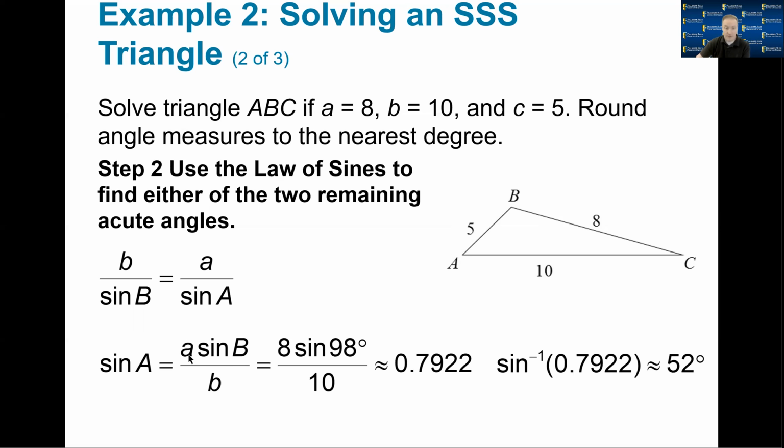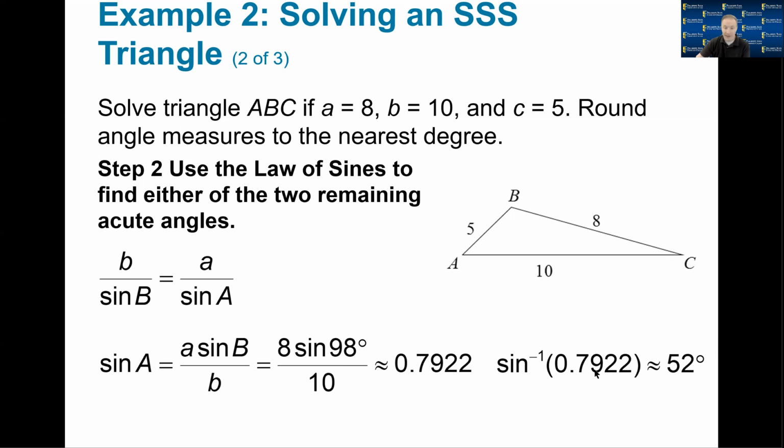At that point, plug in what you know. Your a in this case is 8. The sine of b, that's what we found, 98 degrees, divided by 10. When I do this, I'm getting that the sine of a is approximately 0.7922. So this is asking you, at what point is the y value on your unit circle 0.7922? We know it can't be obtuse because b is my obtuse angle. So this has to be an acute angle. Inverse sine will be just fine for it. When I find the inverse sine of 0.7922 on my calculator, rounded to the nearest degree, it's 52 degrees.